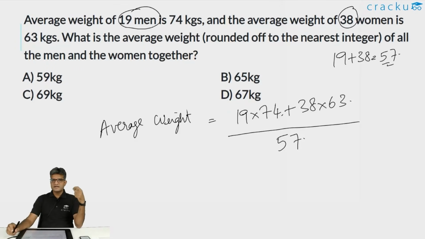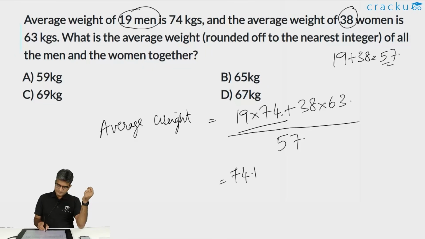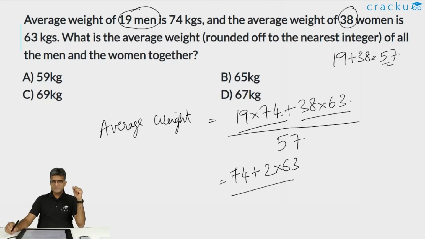What you will notice is that the numerator is a multiple of 19, the denominator is a multiple of 19. So let us divide the entire equation with 19 so that you don't need to calculate it. 19 into 74 divided by 19 is 74. 38 into 63 divided by 19 is 2 into 63. Because 38 is 19 into 2. Divided by 57 is 3 into 19. So if you divide it by 19, you are going to get 3.